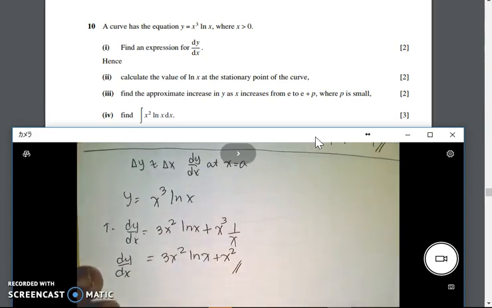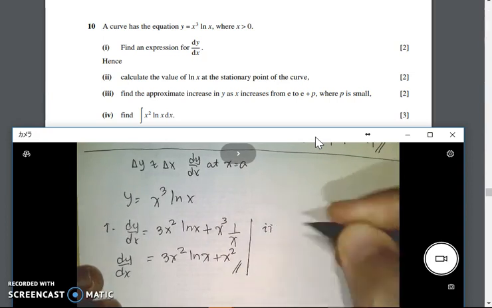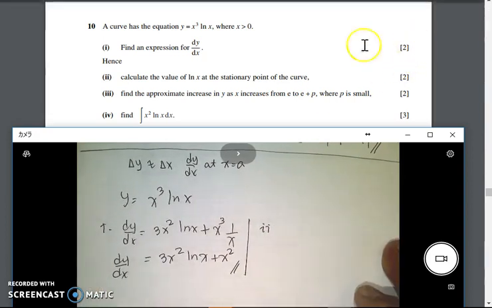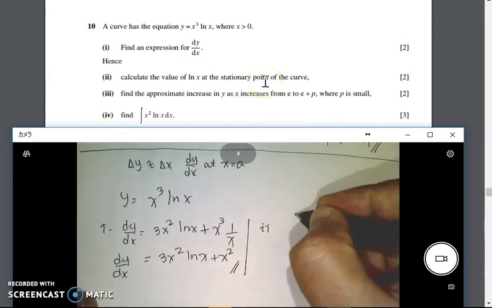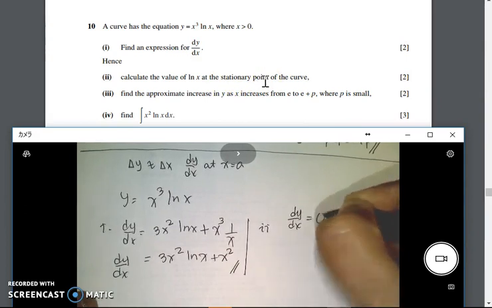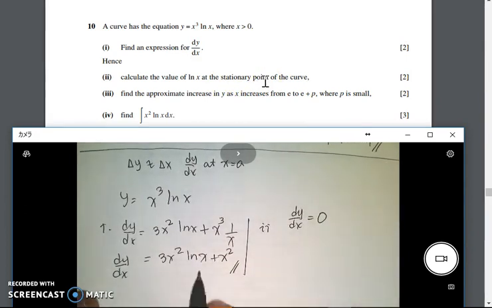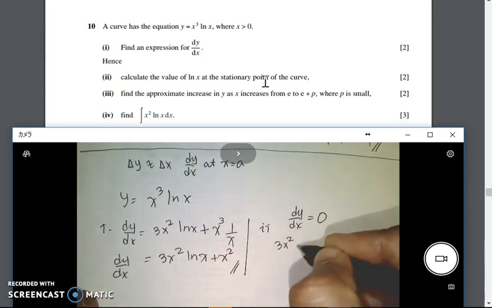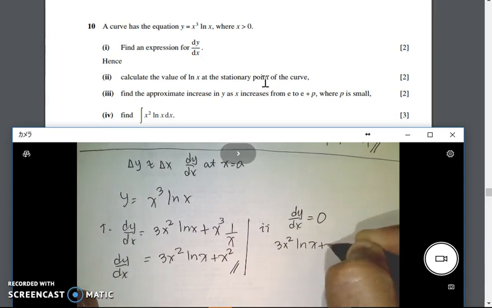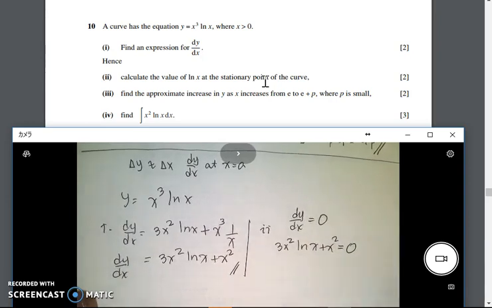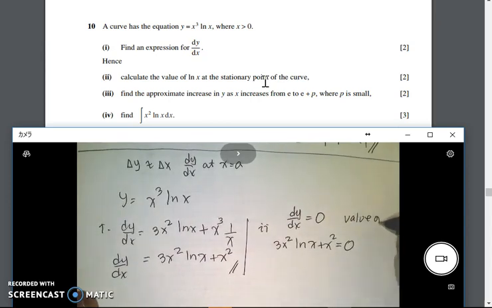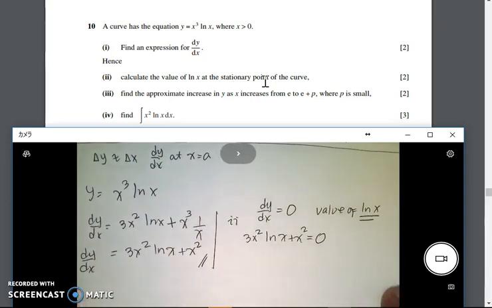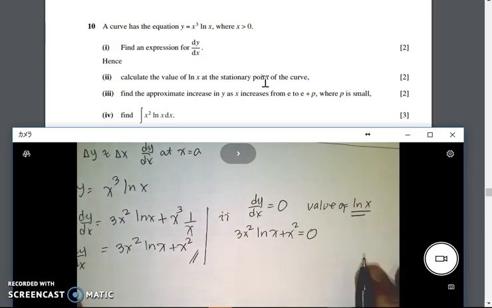Let's proceed to part 2. Part 2 says, calculate the value of ln x at the stationary point of the curve. When you say stationary point, it means that your derivative is equal to 0. So let's just make it equal to 0: 3x squared ln x plus x squared is equal to 0. Please take note that what we are looking for is the value of ln x. Please read the question very well. It's the value of ln x, not the value of x.